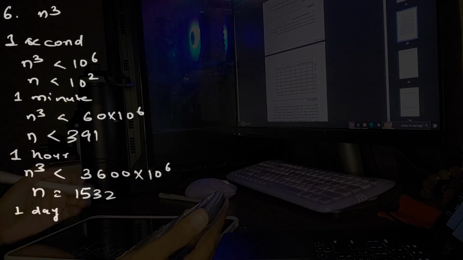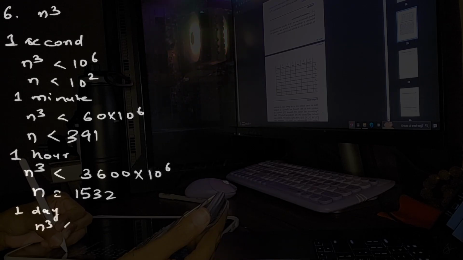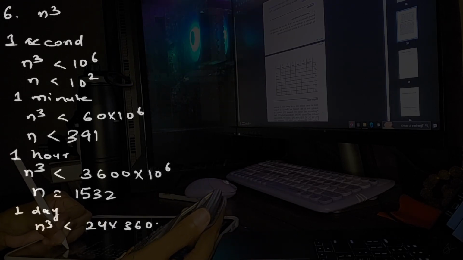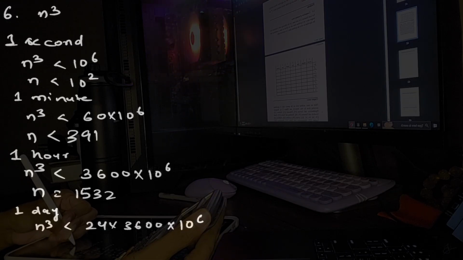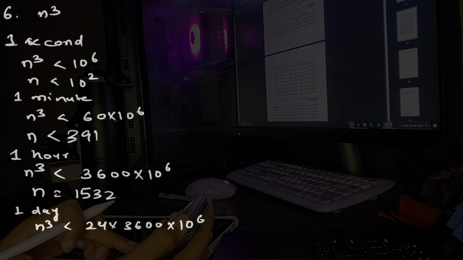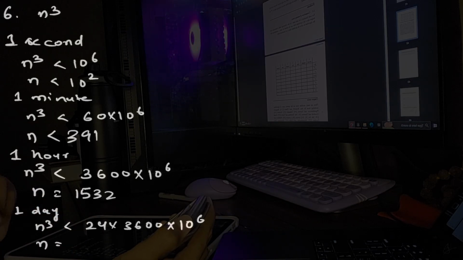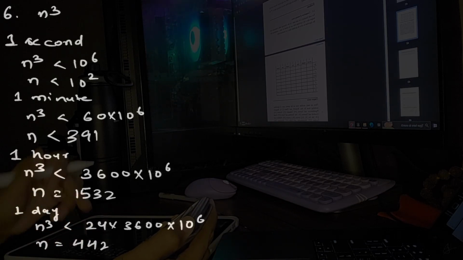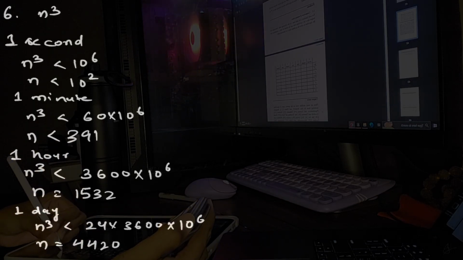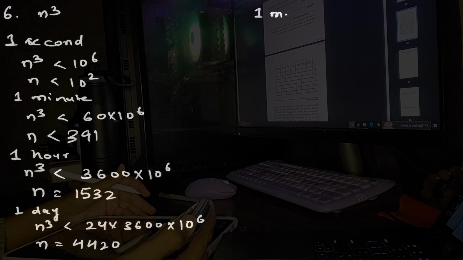In 1 day we have 24 hours. Each hour has 3600 seconds times 10 to the power of 6, and then we will just take the cube root of this, and it should be equal to 4420. Awesome. 1 day done.